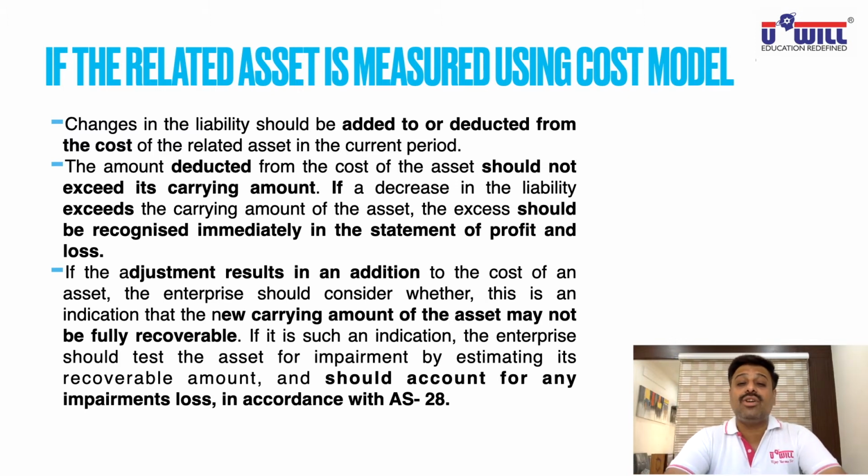It will be considered as your liability is decreasing, meaning your profit. So if your liability is decreasing by 15,000, then your asset is decreasing only by 10,000. So the remaining 5,000 you recognize in the P&L account immediately.